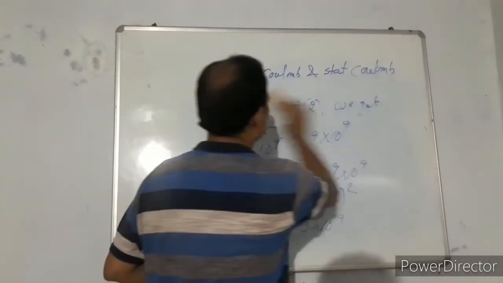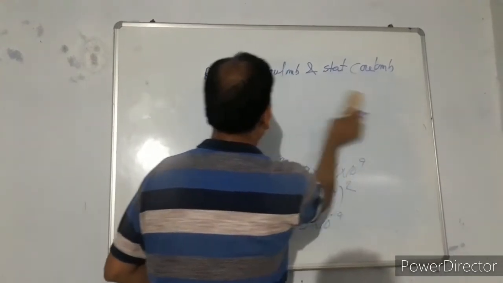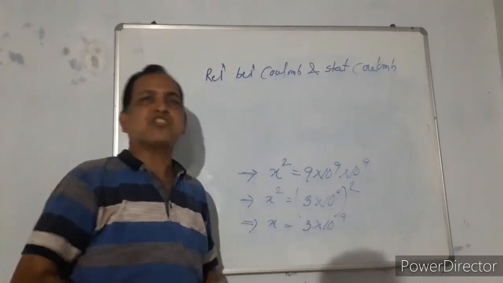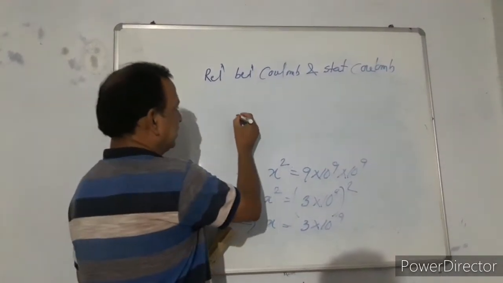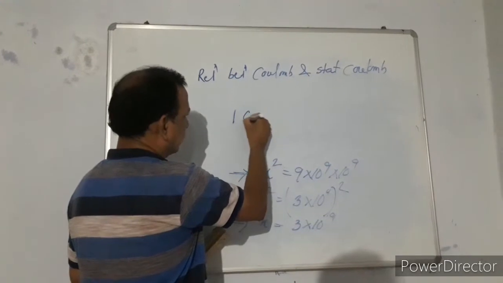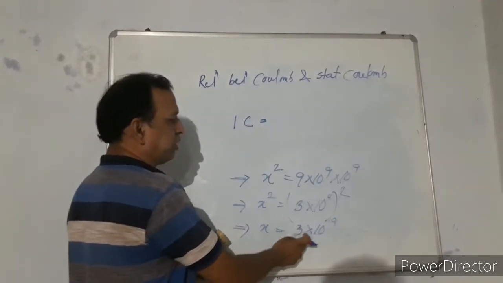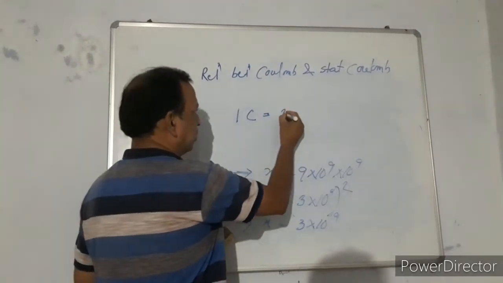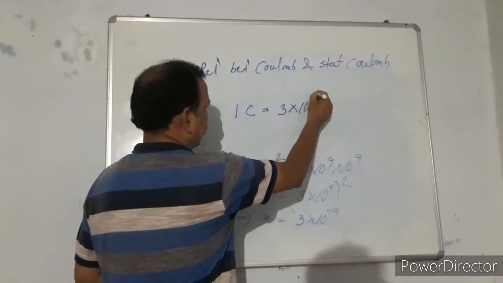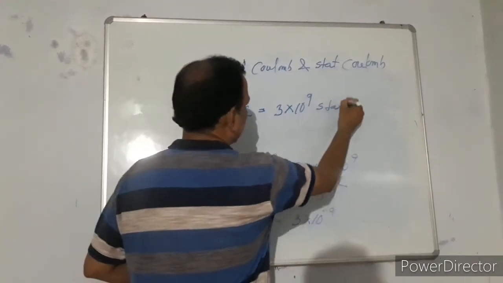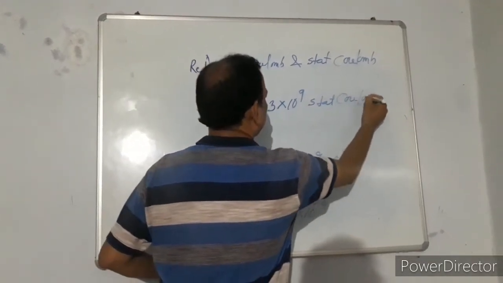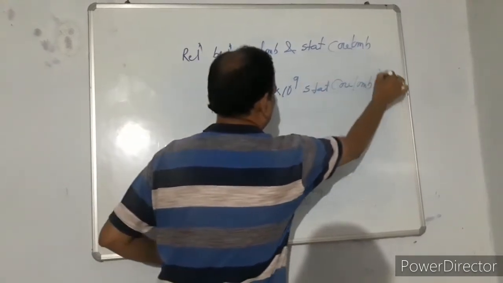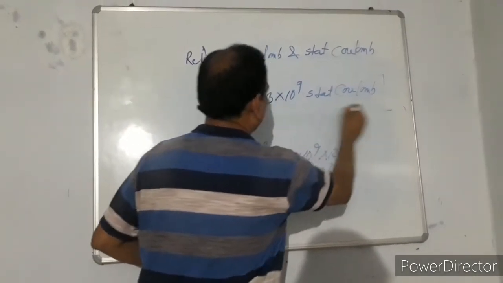We know 1 Coulomb is equal to x stat Coulomb, and x is equal to 3 into 10 to the power 9. So 1 Coulomb is equal to 3 into 10 to the power 9 stat Coulomb. This is the relation between Coulomb and stat Coulomb.